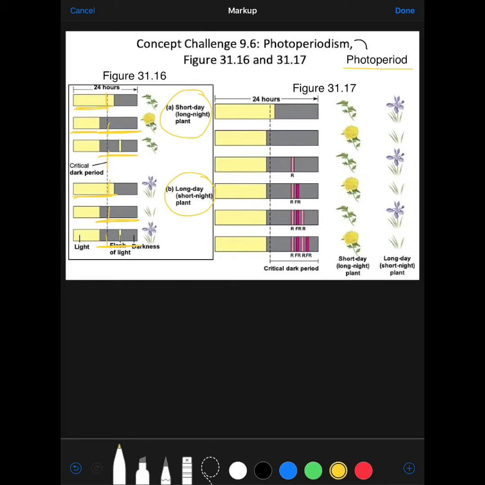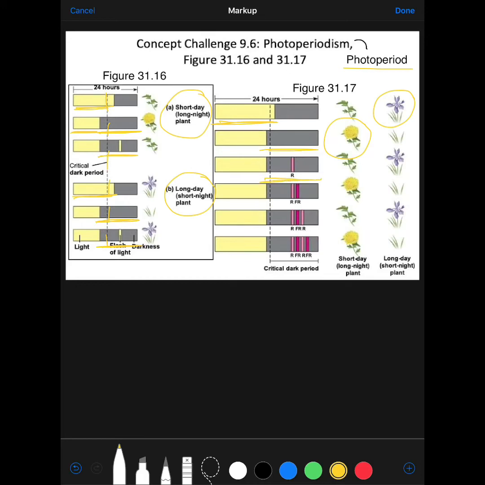Now, looking at figure 31.17, it demonstrates this process again. If there is a longer day period, then that long day plant will be able to grow. If there's a longer night period, then the short day plant will be able to grow. The flowering of plants is controlled by its night length and how much light is exposed in that night length.